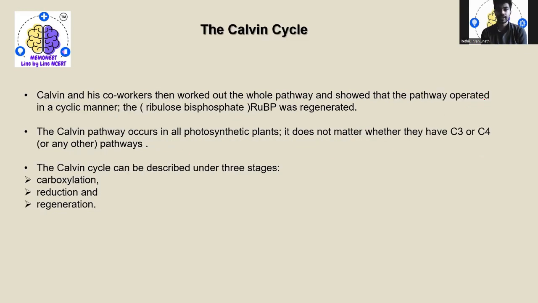Moving to the next topic, it is all about what? The Calvin cycle. So Calvin and his co-workers worked out the whole pathway, okay, and showed that the pathway operated in a cyclic manner. That is, the entire pathway, that is the C3 pathway, actually goes in a cyclic manner. The major thing is that RuBP was regenerated. Okay. Ribulose bisphosphate was actually what? It is regenerated. That is what he explained by studying the entire cycle.